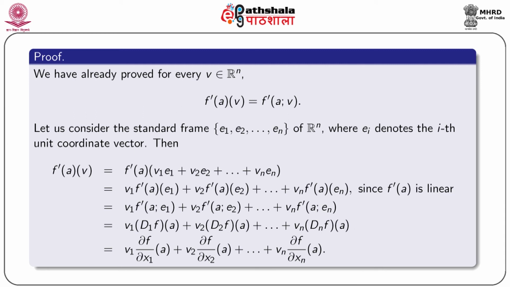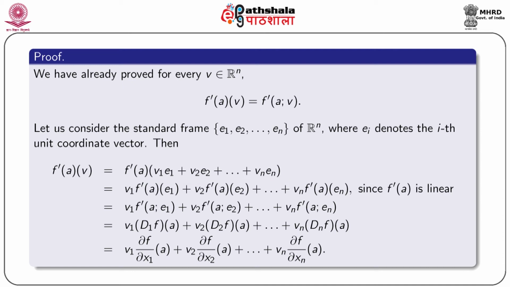We start the proof. We have already proved that for every vector v in R^n, T_v equals f'(a; v), the vector derivative. We consider the standard frame e1, e2, up to en of R^n, where e_i denotes the ith unit coordinate vector. Then f'(a; v) equals f'(a) operating on v1 e1 plus v2 e2 up to vn en.